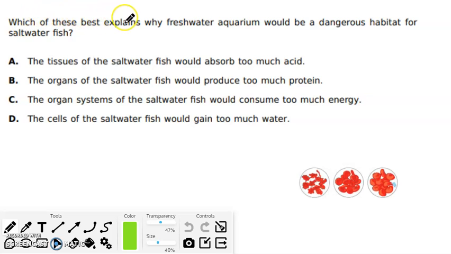Which of these best explains why a freshwater aquarium would be a dangerous habitat for saltwater fish? Okay, so dangerous habitat means that the saltwater fish would be in danger. Now, why would it be in danger if we put that saltwater fish inside of fresh water? Okay, so I'm going to underline some important words. Why would it be dangerous for a saltwater fish to be in fresh water?